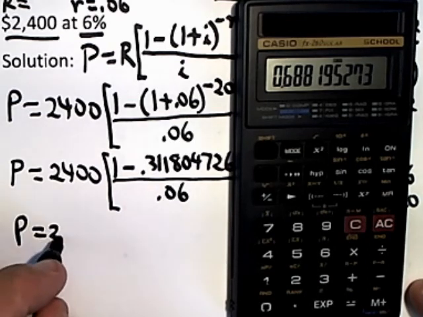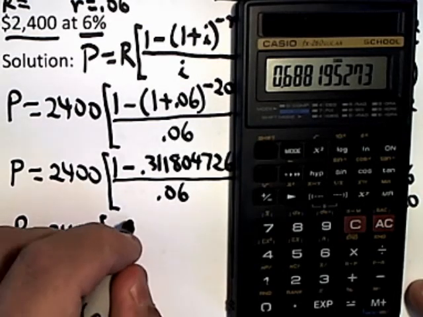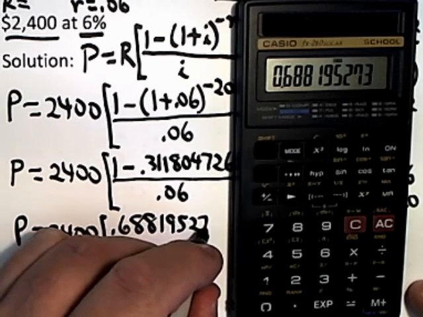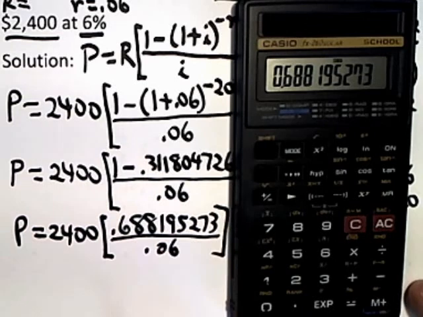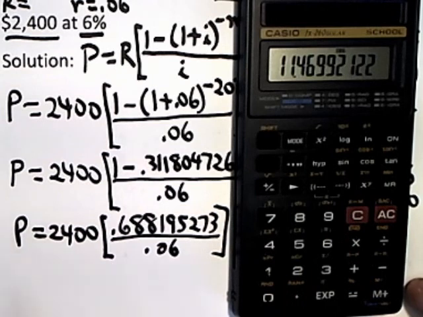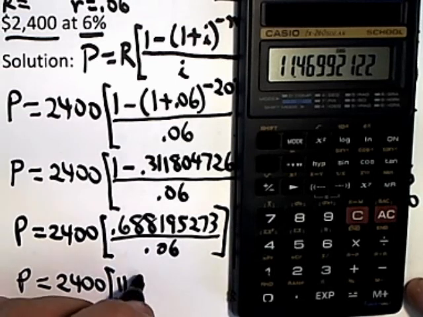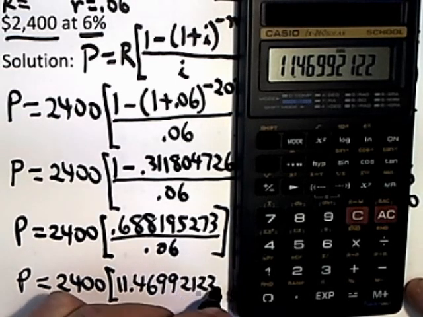And for completeness, I'm going to write down a lot more than you would. Like I said, you probably are not going to write down all this. You just leave the number in your display. But I'm going to write down more than that. So now I'm dividing that number by 0.06. Divided by 0.06 equal. And so I end up with the present value is 2,400 times 11.46992122.